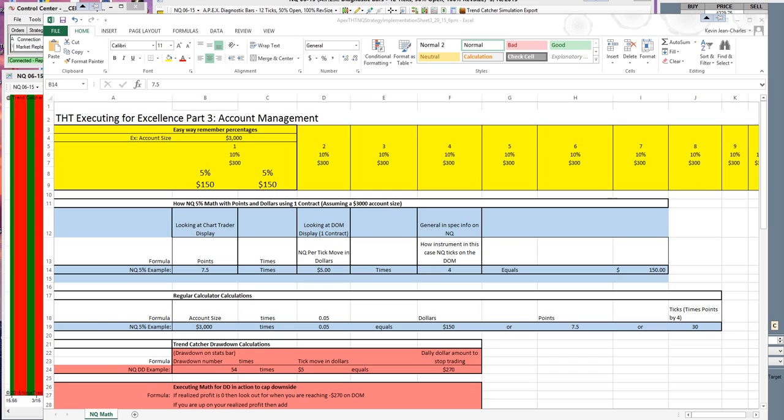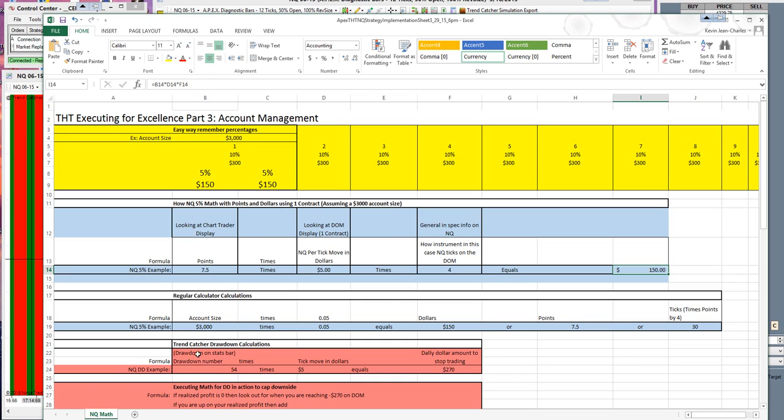But now, just to continue with the math, a general formula is points times $5, since NQ trades $5 per tick in dollars, so times 4, since NQ ticks in quarters. So points times 5 times 4 equals 150. That's the math behind the 150.